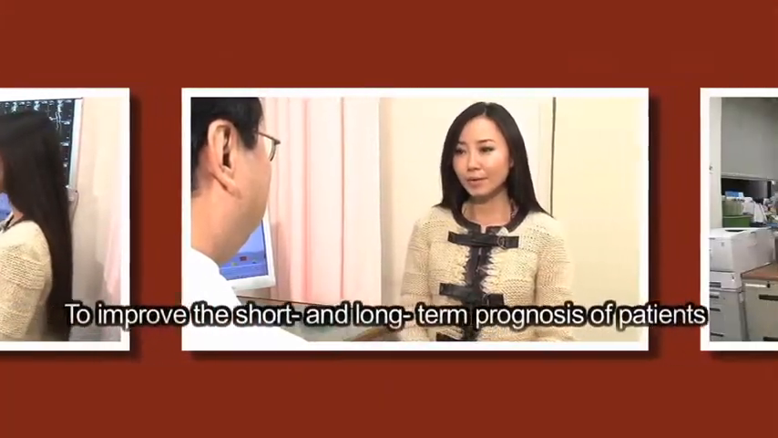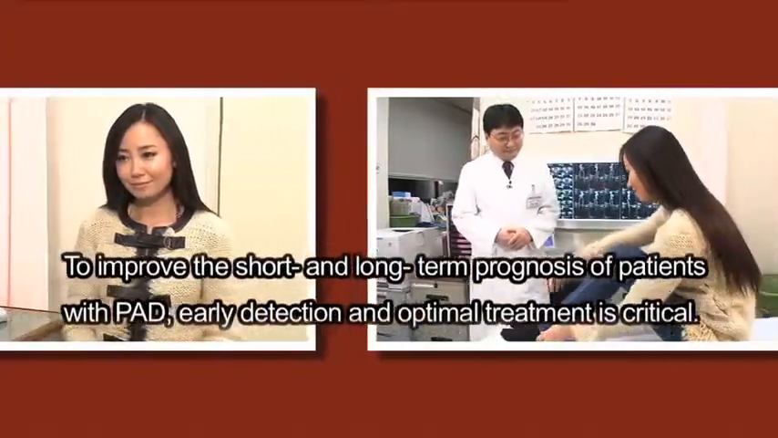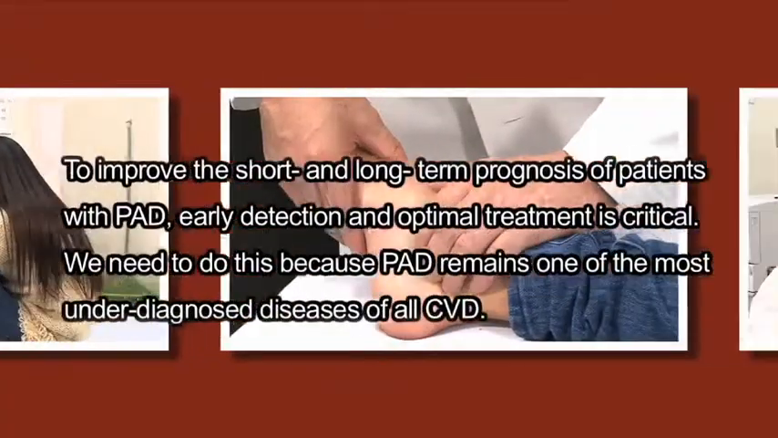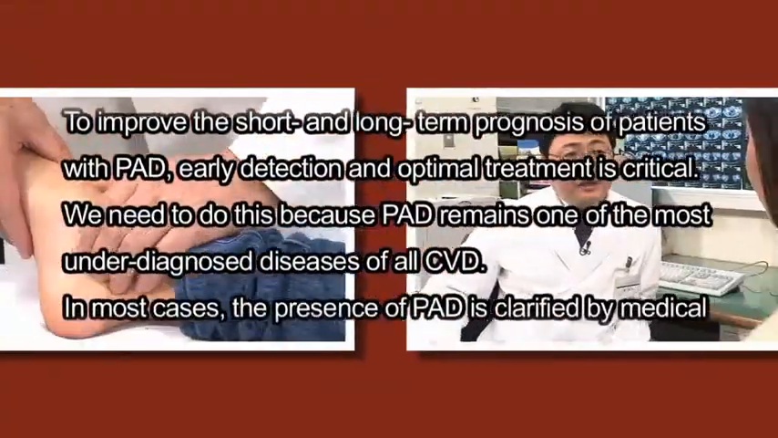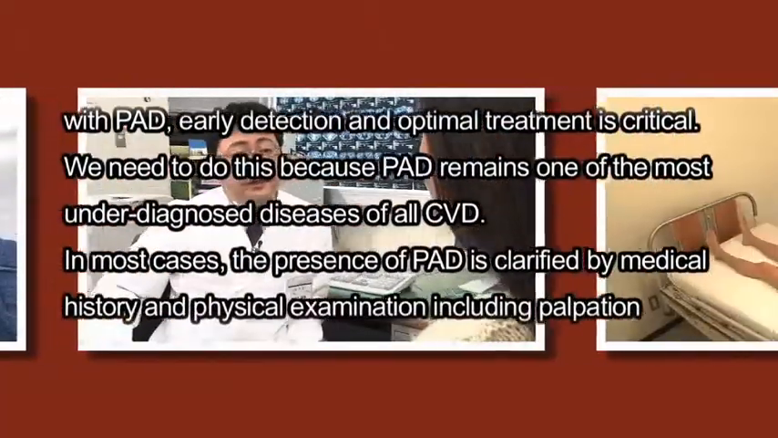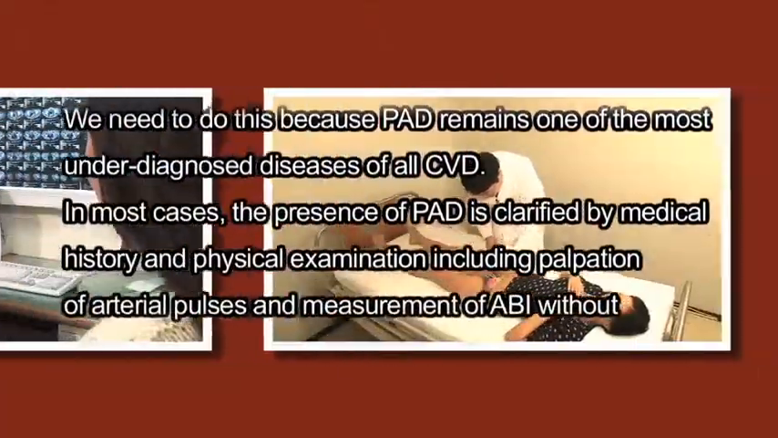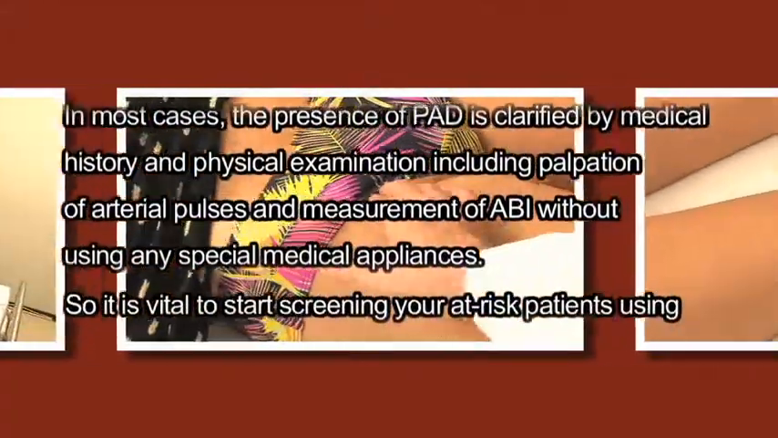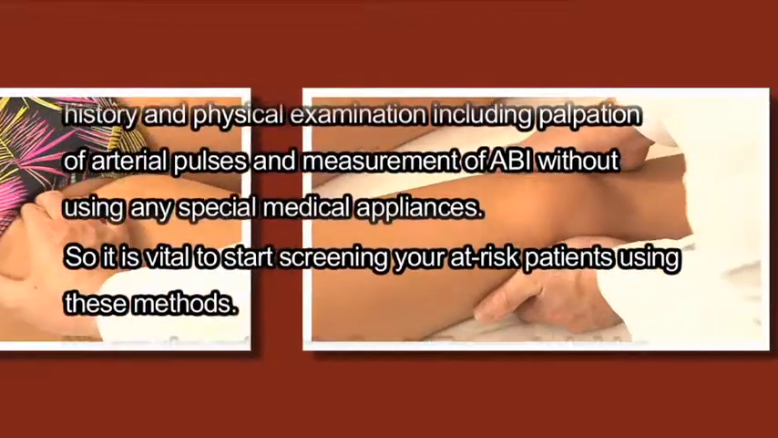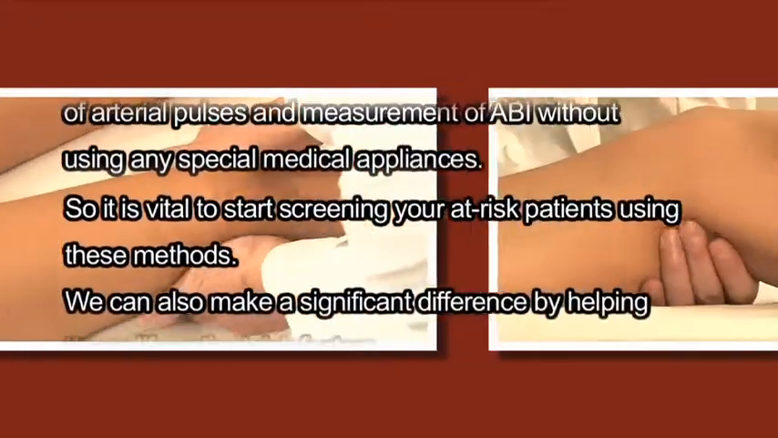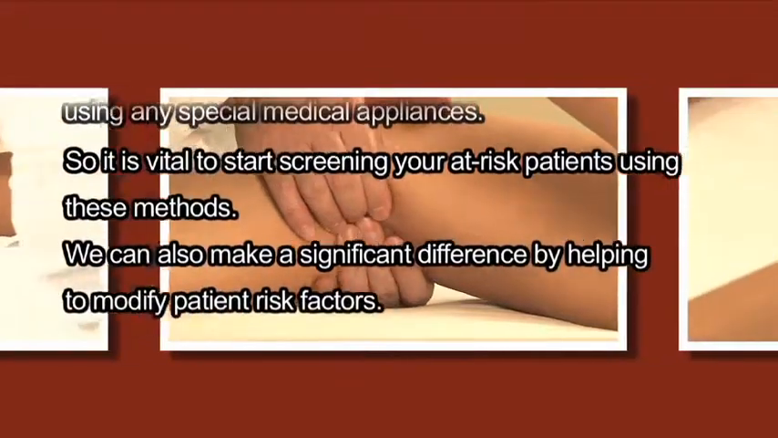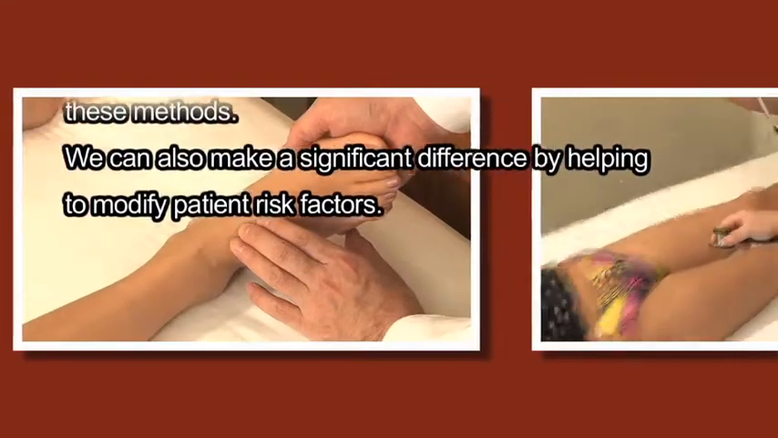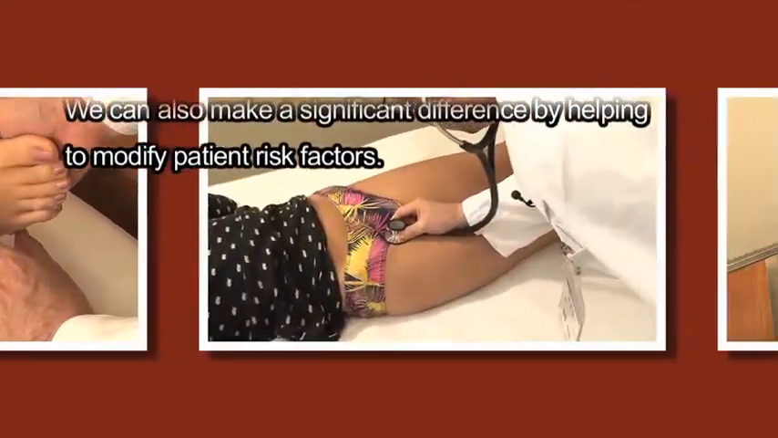To improve the short and long-term prognosis of patients with PAD, early detection and optimal treatment is critical. We need to do this because PAD remains one of the most underdiagnosed diseases of all CVD. In most cases, the presence of PAD is clarified by medical history and physical examination, including palpation of arterial pulses and measurement of ABI, without using any special medical appliances. So it is vital to start screening your at-risk patients using these methods. We can also make a significant difference by helping to modify patient risk factors.